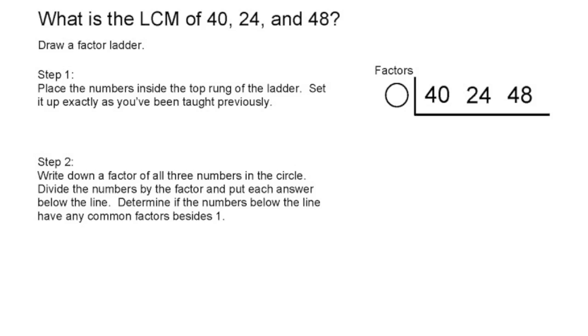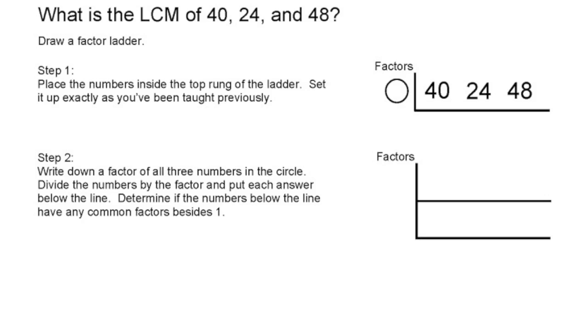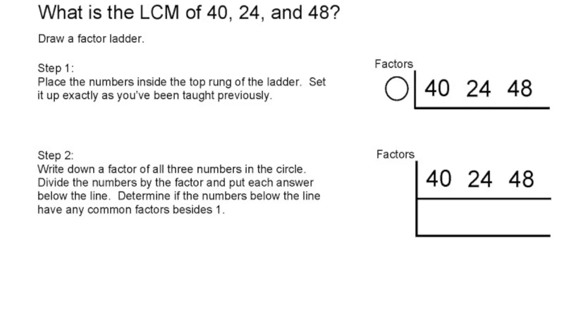So step 2, write down a factor for all three numbers inside the circle. Divide the numbers by the factor and put each answer below the line. Determine if the numbers below the line have any common factors besides 1. So for 40, 24, and 48, I know it has a common factor of 4. 4 goes into all three of those numbers evenly.